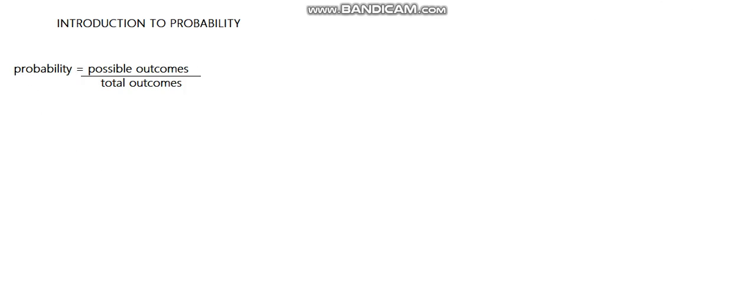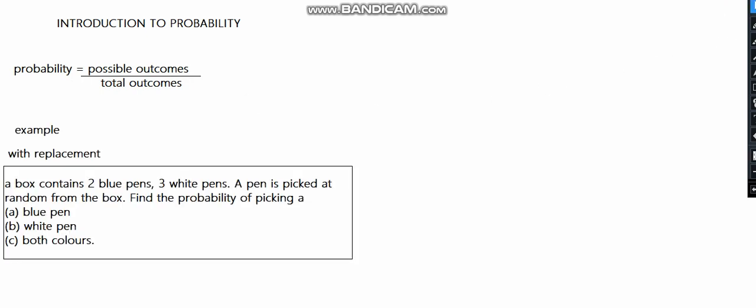So probability is equal to possible outcomes over total outcomes. Let's see an example. So let's look at this example. Now this is with replacement. A box contains 2 blue pens, 3 white pens. A pen is picked at random from the box. Find the probability of picking a blue pen, a white pen, both colors.